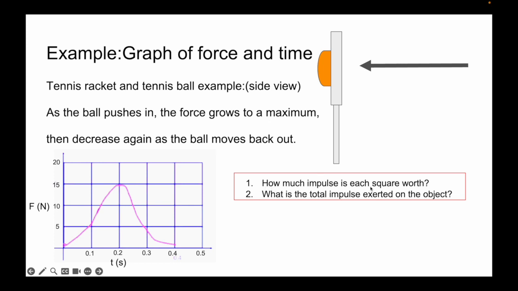The question is, how much impulse is each square worth, and what's the total impulse exerted on the object? So we're looking for J here. How much is one of these squares worth? Well, each box is 0.5 newton seconds, since we've got 5 times 0.1. The interesting thing about newton seconds is, remember, it's force and time together, so this really is the same as kilograms times meters per second. This is a unit of momentum.